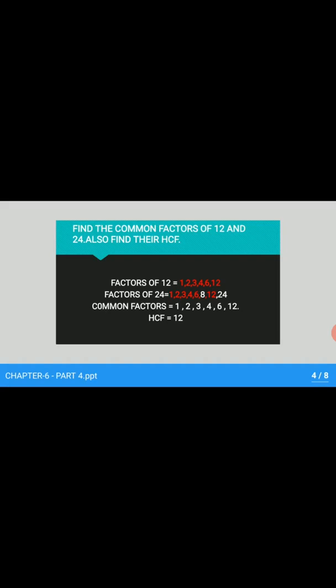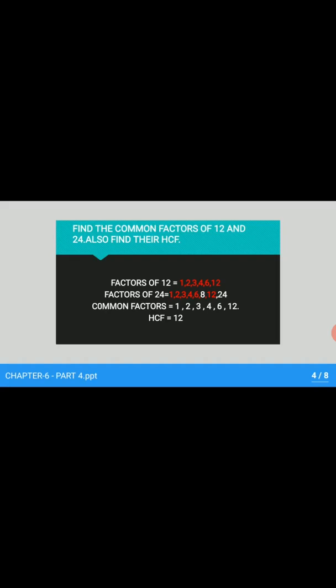Clear? Now we will find the common factors of 12 and 24. Firstly, see, both numbers have 1, so I will write 1 here. Then a comma. Then what comes? 2, because both numbers have 2. Then 3, both numbers have it. Then 4, both numbers have it as a factor. Then 6, and at the end 12.